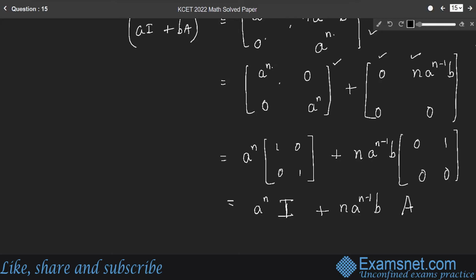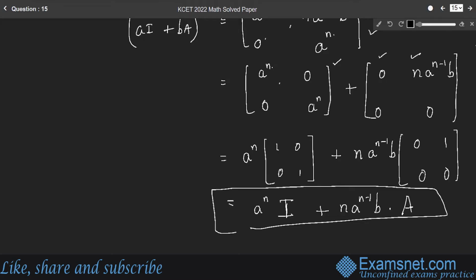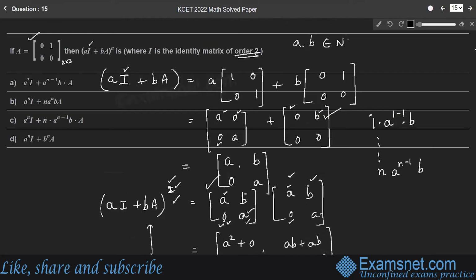So according to the question, that is matrix A. Therefore, the answer is a raised to n into I plus n a raised to n minus 1 into b into A. When you generalize, you will get option C as the right answer, given that 0, 1, 0, 0 is matrix A. Therefore, (aI plus bA) raised to n is equal to a raised to n into an identity matrix plus n into a raised to n minus 1 into b into matrix A. Option C is the right answer.